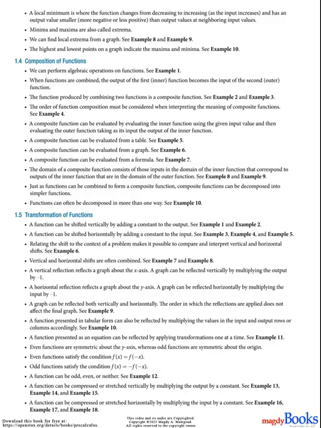1.5.4. Vertical and horizontal shifts are often combined. See example 7 and example 8. 1.5.5. A vertical reflection reflects a graph about the x-axis. A graph can be reflected vertically by multiplying the output by -1.